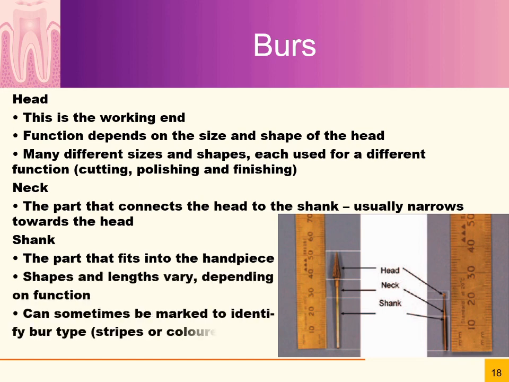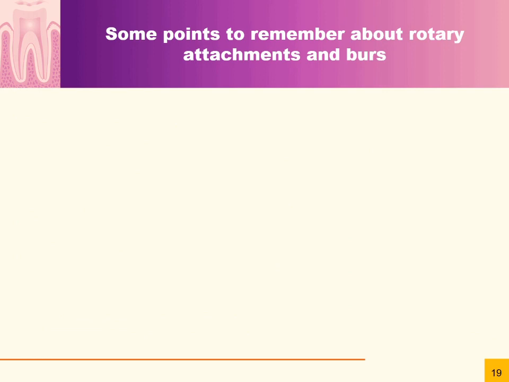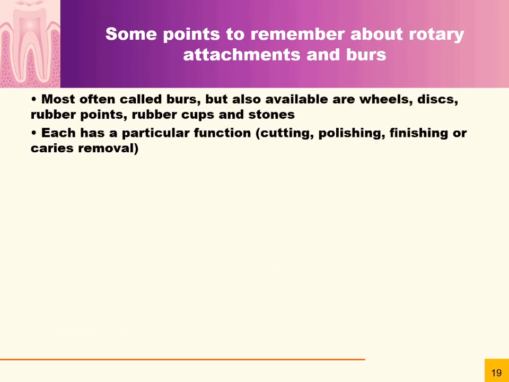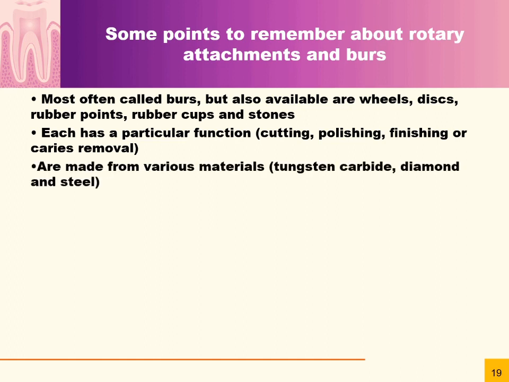Cutting, polishing and finishing. Neck: the part that connects the head to the shank, usually narrowing towards the head. Shank: the part that fits into the handpiece. Shapes and lengths vary depending on function, and can sometimes be marked to identify the burr type, with stripes or colored bands.